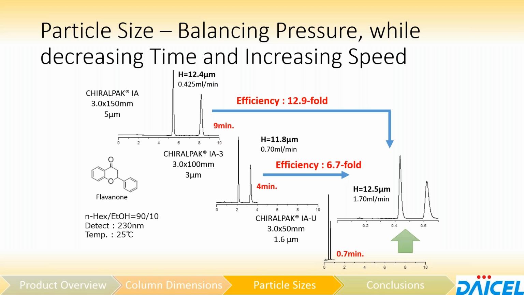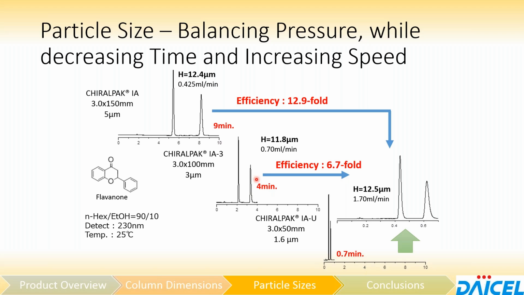However, keeping in mind what the Van Deemter curve looks like, we might also find a situation where we begin to lose resolution as a result of increasing that speed. But if we move down to a smaller particle size, 3 micron, for instance, here we can push them a little bit faster and not have any issues or less of an issue with pressure. So we can cut down our analysis time to 4 minutes.